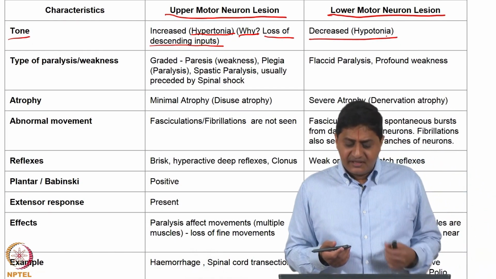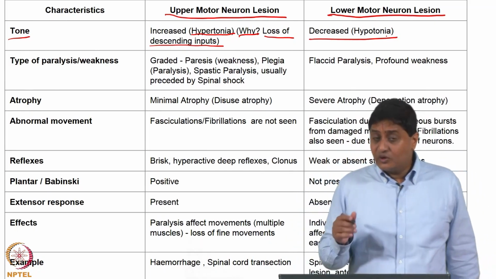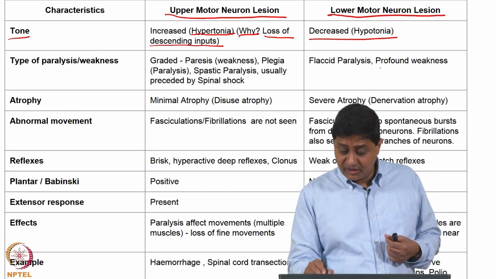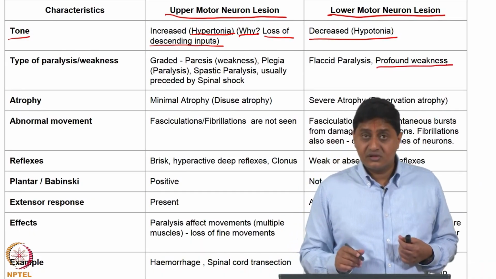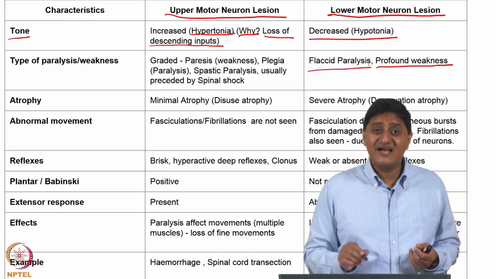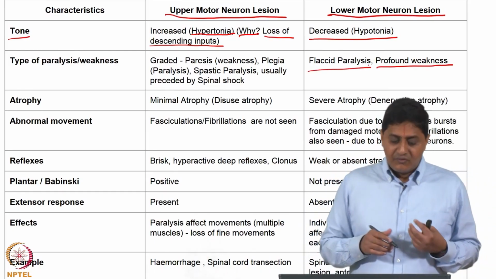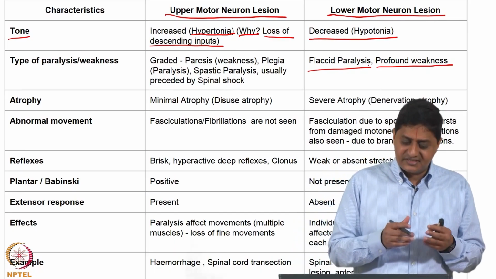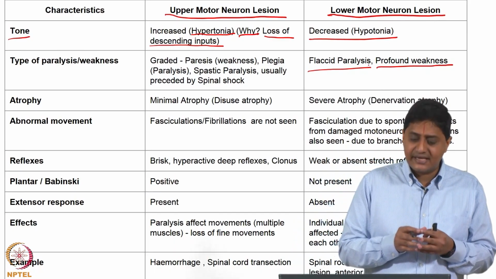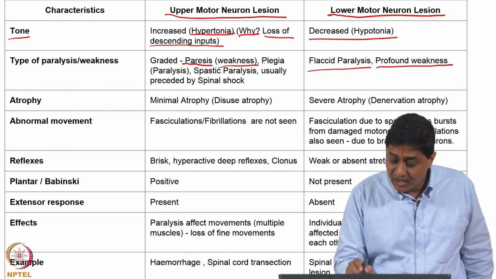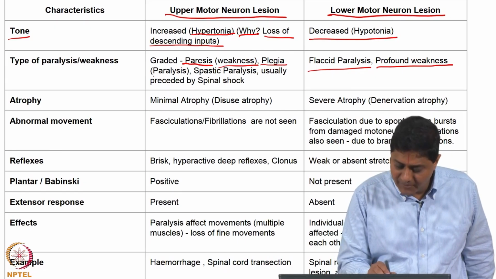And what happens with weakness? Well, if the lower motor neuron, the alpha motor neuron in the spinal cord, is lesioned, there is profound weakness. The effect of weakness is huge, and the paralysis that is caused is flaccid paralysis. Whereas in the case of upper motor neuronal lesions, the response is graded. Either there can be paresis or weakness, or there can be plegia or paralysis.